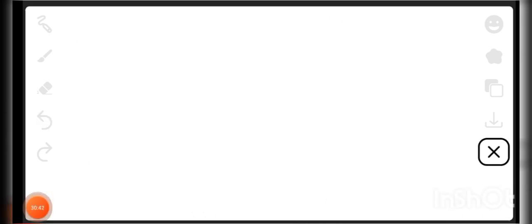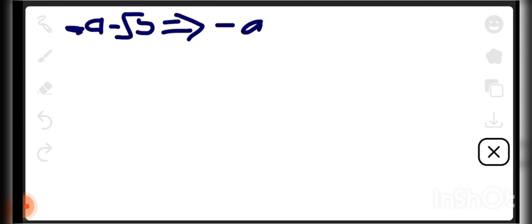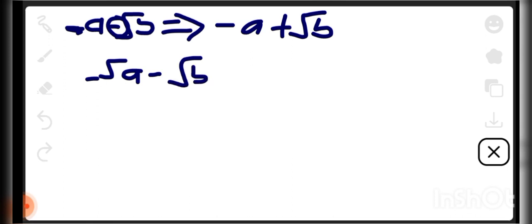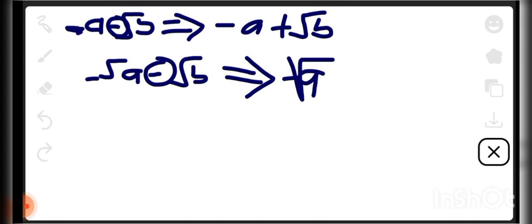Then let's say you have minus A minus root B. I ask, what is the conjugate of this? It's minus A. Just change the sign. Plus root B. We have minus root A minus root B. Conjugate will be, just change the center sign, minus root A plus root B, and so on. Also know how to add surds and the rest, surds and the rest.